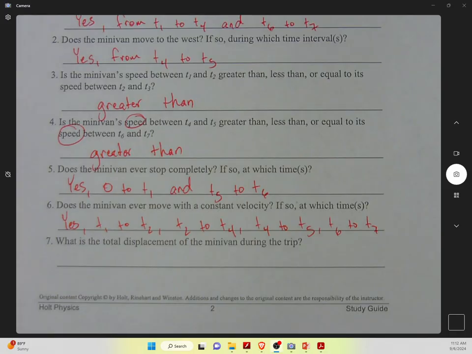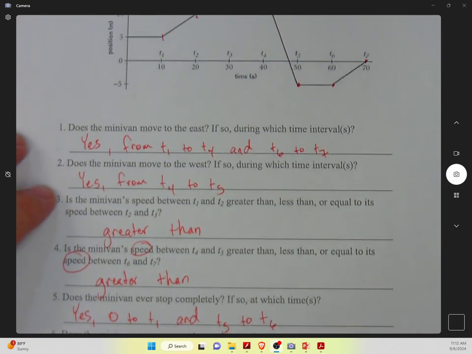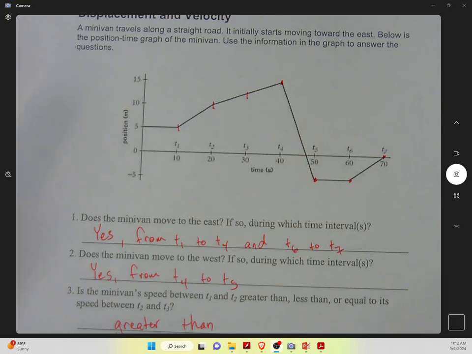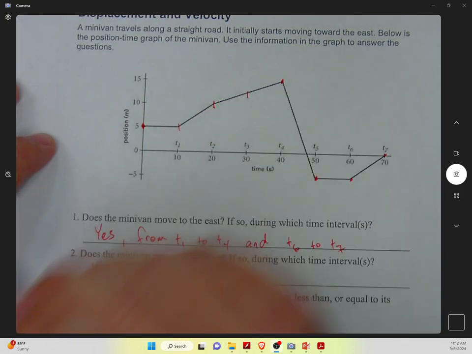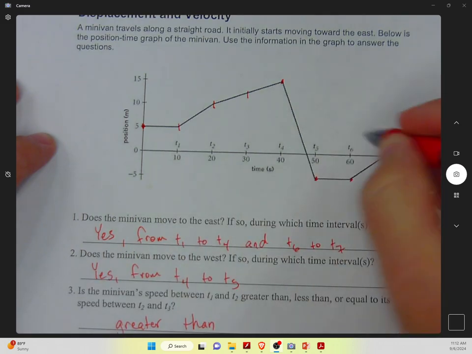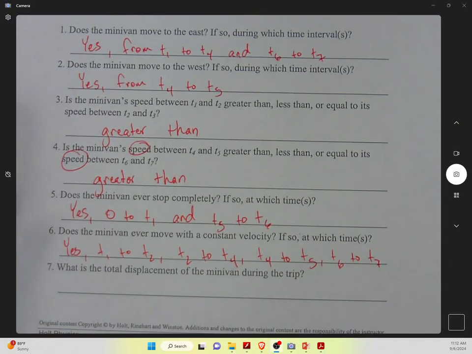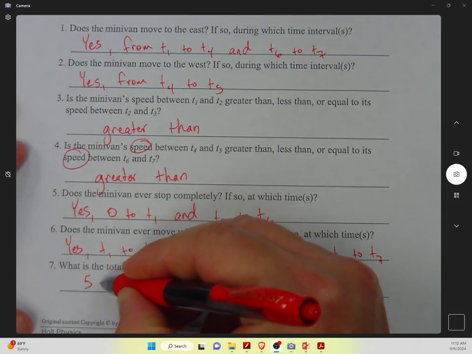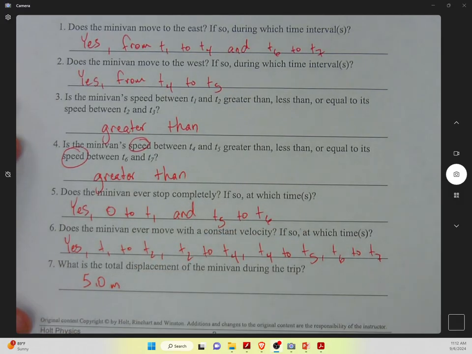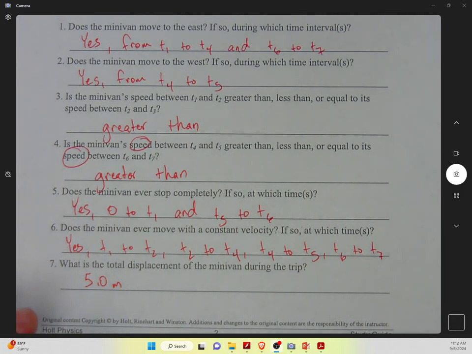And lastly, number 7, what is the total displacement of the minivan during the trip? Total displacement here. So again, where is the minivan at the start of the trip? Right here. Where does it end up? At 0 meters. So the total displacement, this thing has moved 5 meters. Now, as I've written it right now, it's incorrect. What am I missing here? The direction.